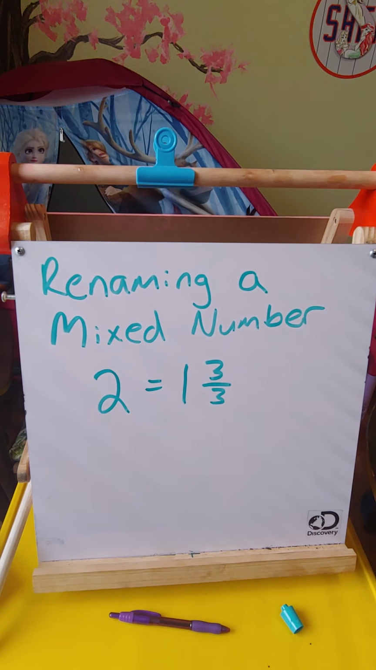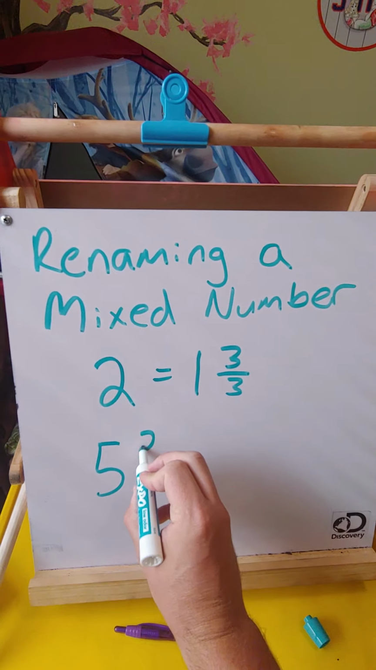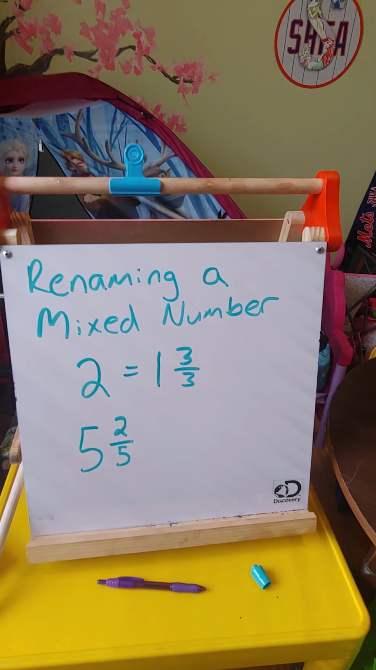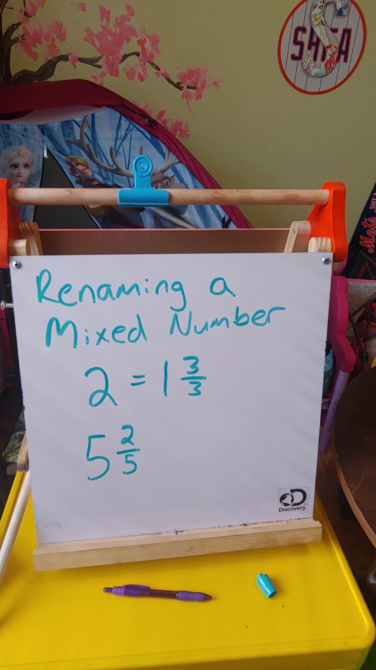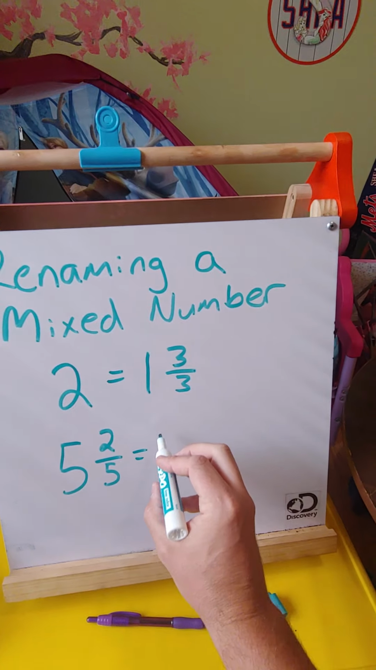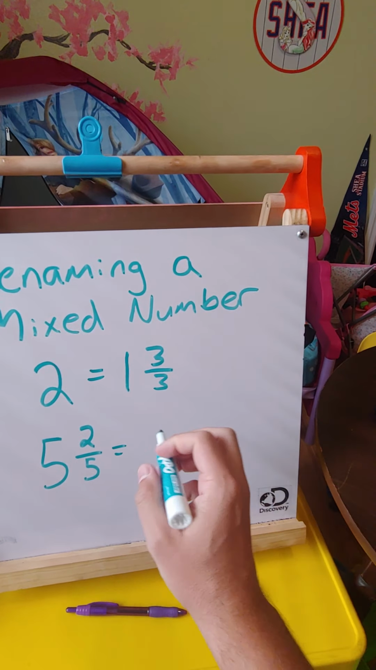Okay, but let's take a mixed number for a second. Let's say I have 5 2/5, and I needed to rename it because we're going to use that later on. I could borrow one whole from the 5, okay, and so I would change it. So if I'm going to borrow the one whole, I'm going to take that one whole and I'm going to put it with the fraction.